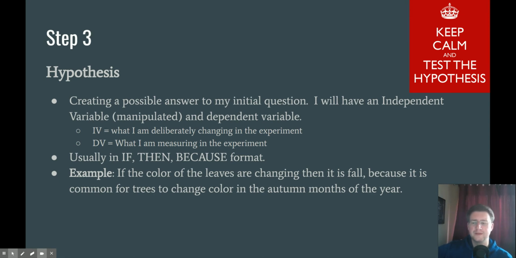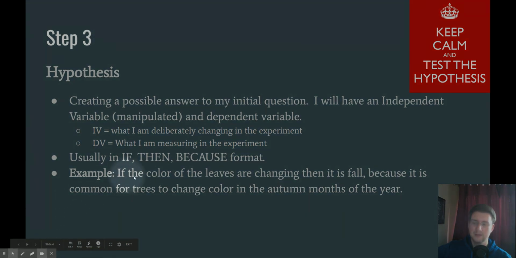Usually with a hypothesis, now we're on the second bullet point on the screen, usually an if, then, because format. So what that means is if you look at the sample one that I have, we have: if the color of the leaves are changing, then it is fall, because it is common for trees to change color in the autumn months of the year.